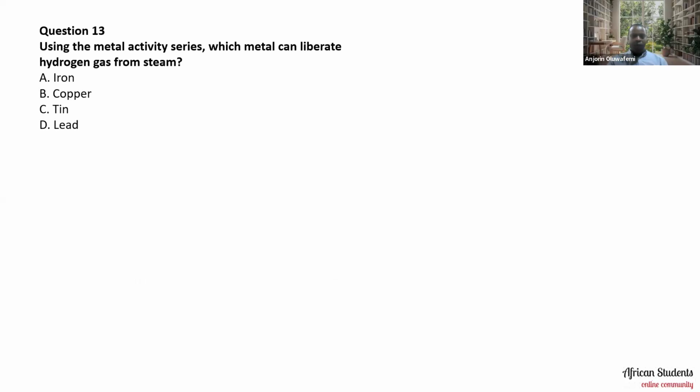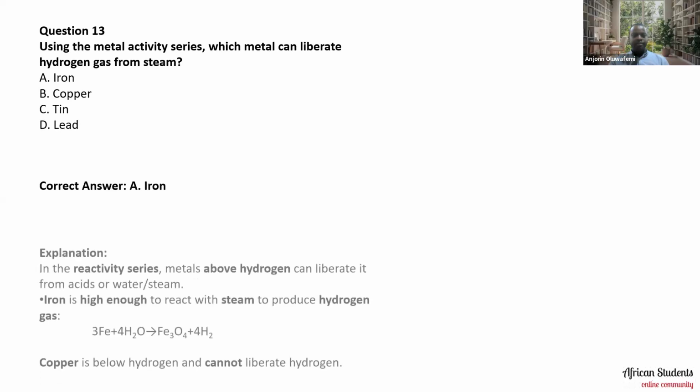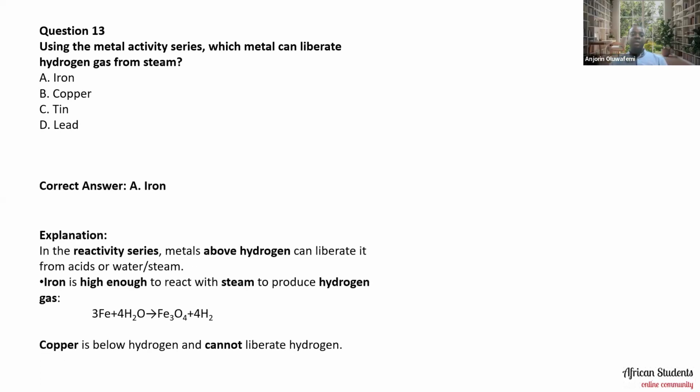Okay. So looking at these options carefully, the right option for us here is iron. And the reason is that in the reactivity series, metals above hydrogen can liberate hydrogen from acid or steam. So iron is high enough to react with steam to produce hydrogen gas, and you can see that based on the equation that is there. Copper is below hydrogen and cannot liberate hydrogen.